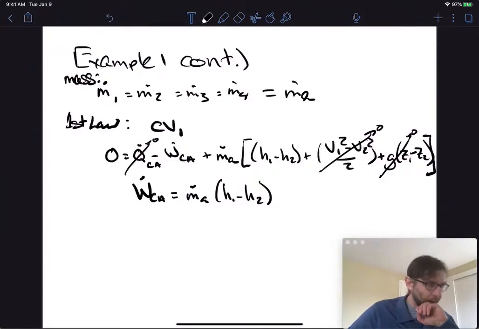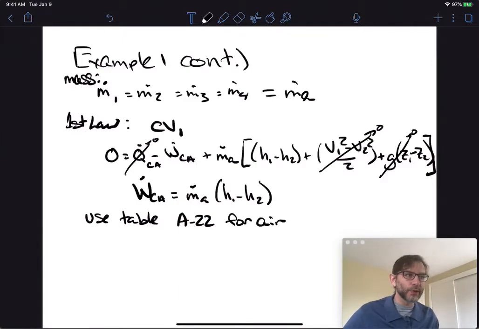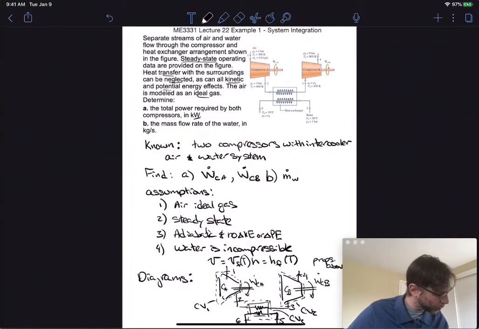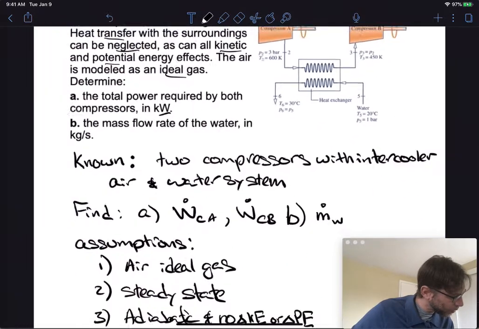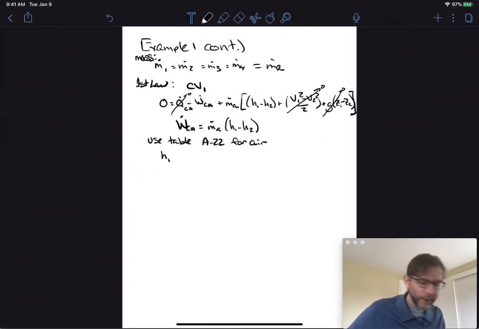So now we have air, right? We need to use the tables. So we'll use table A22 as I recall for air at the different temperatures. So we're given temperatures of, so H1, so let's go back here, let's find the temperature. So H1 is at 300 and 600. Remember, for an ideal gas, the enthalpy is only a function of what?